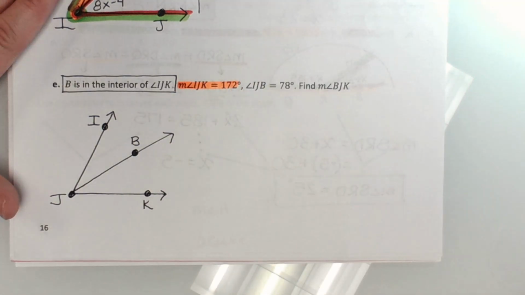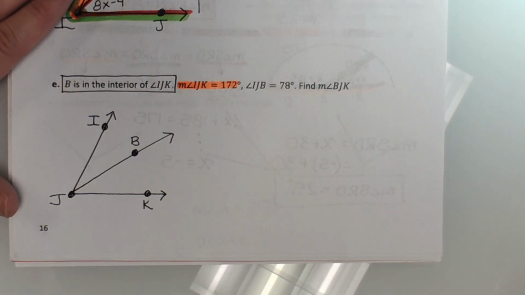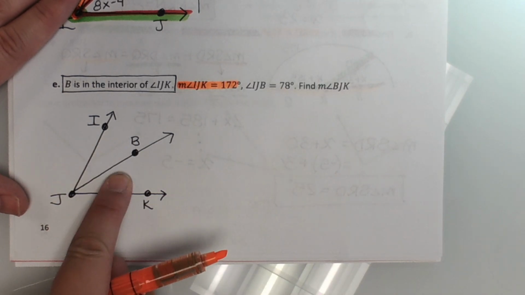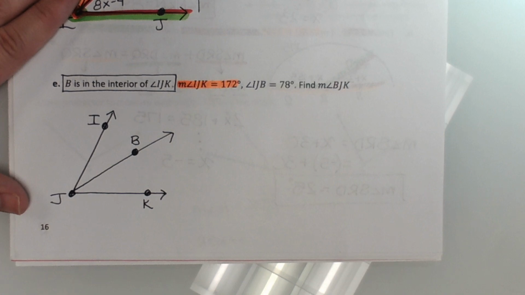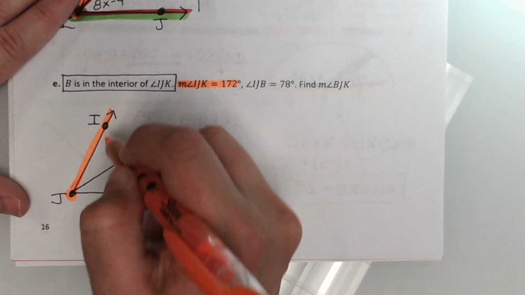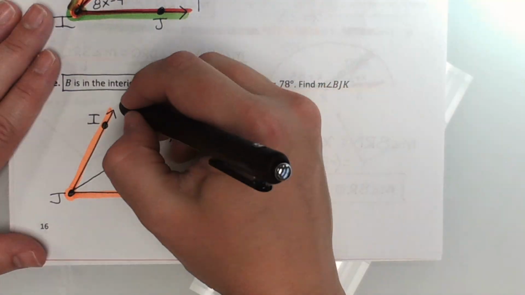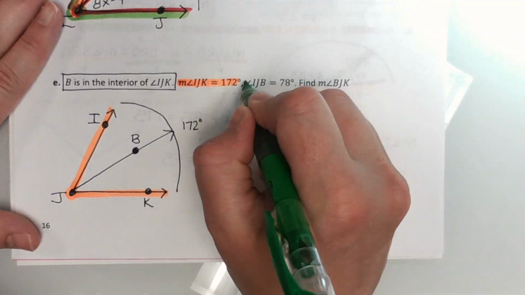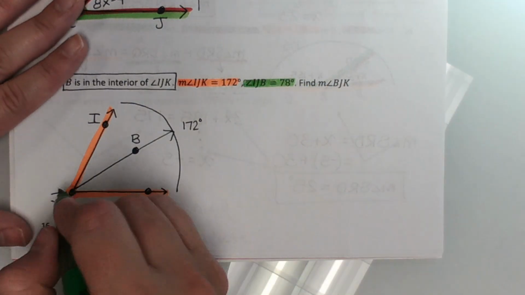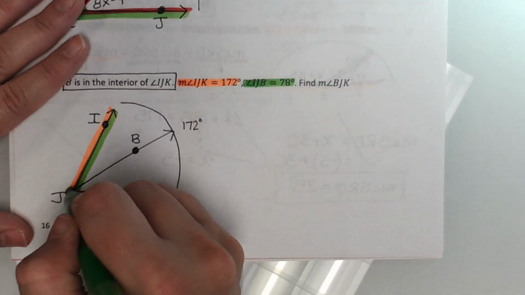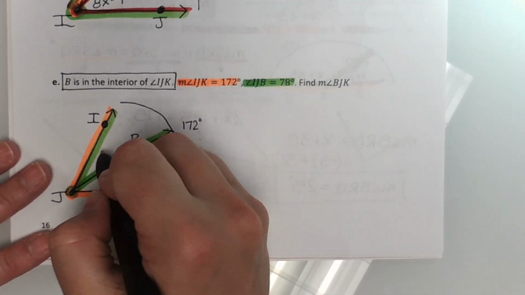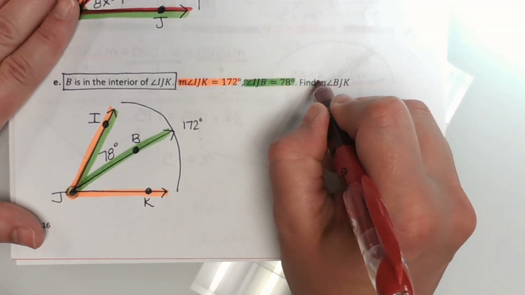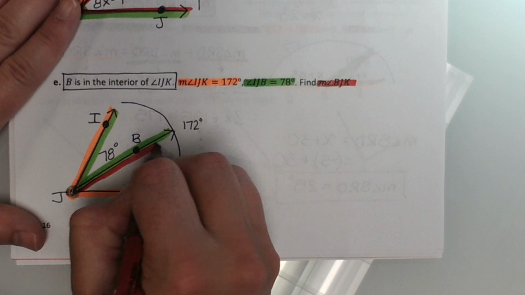Tells me the measure of angle IJK is 172. The upper one, the lower one, or the big one is IJK. The big one. J is in the middle, go towards I, go towards K, that's the big one. The measure of angle IJB is 78. J is the vertex, go towards I, go towards B, that's the upper one. Find the measure of angle BJK. J is the vertex, go towards B, go towards K.